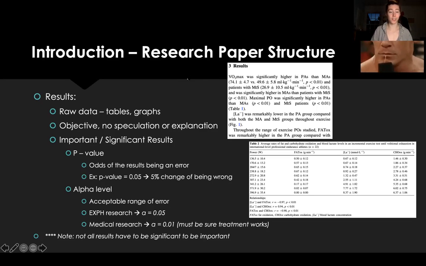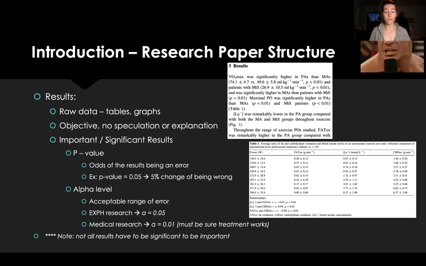An alpha level, on the other hand, is the acceptable range of error. So in exercise physiology research, it's usually 0.05. In medical research, they need to be a little bit more specific, because they can't have much room for error, like for any kind of pharmacological drug, you don't want that to be wrong, you know, you don't want something that could affect your body that much to be wrong. They have to make sure that the treatment works.